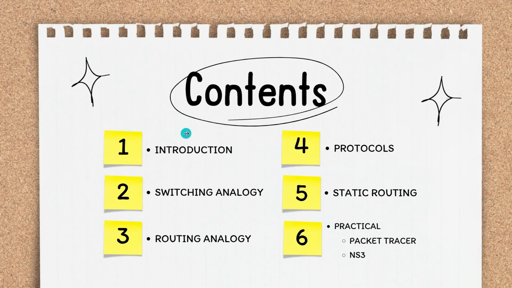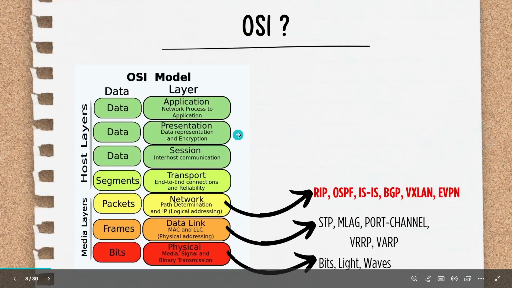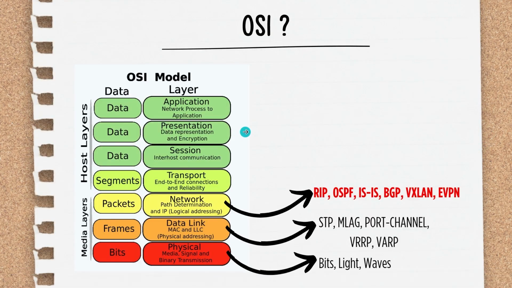So this is the content. We'll introduce the topic, we'll see the switching analogy, we'll map it with the routing analogy, we'll see the protocols, we'll see static routing, and then it will be followed by a practical demonstration on Packet Tracer and NS3. So let's start from the fundamentals.